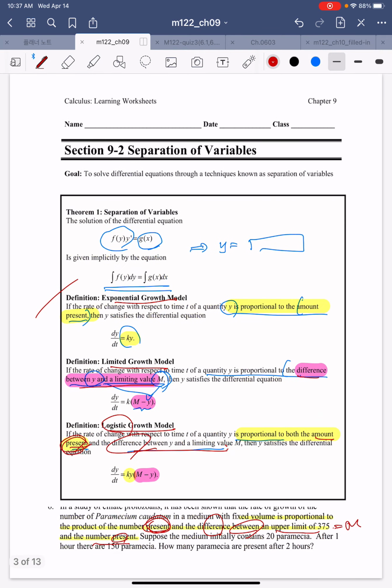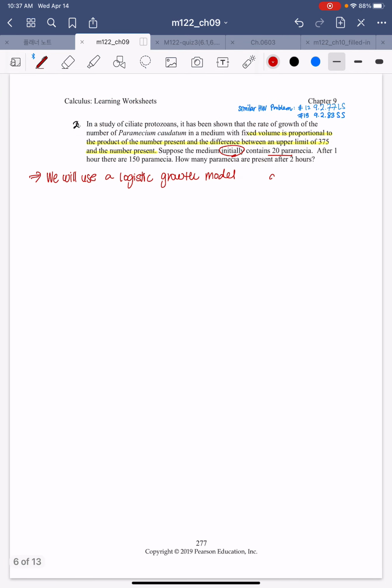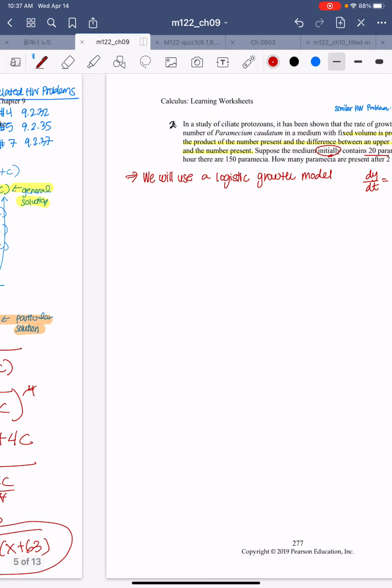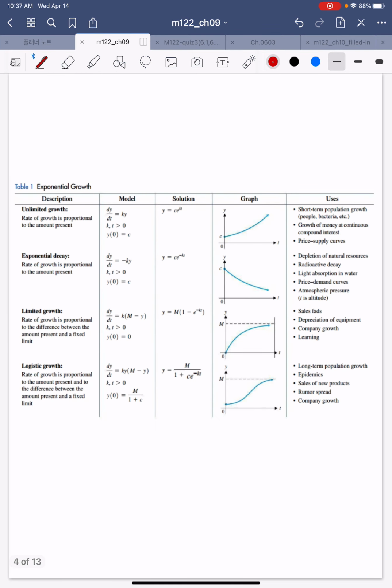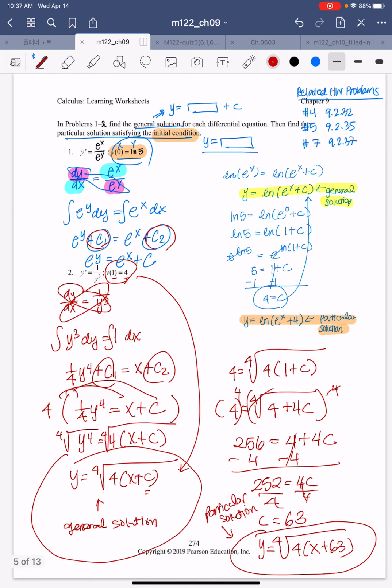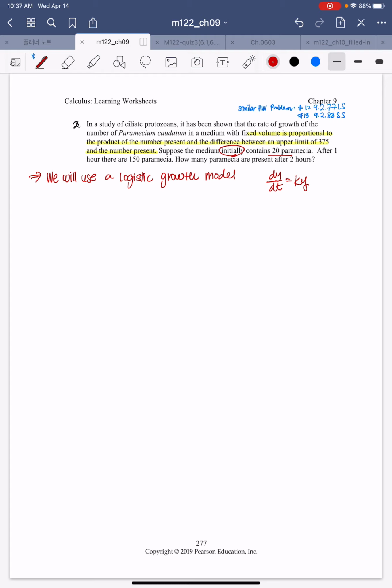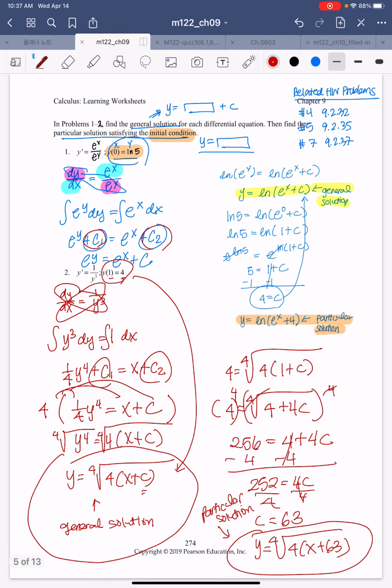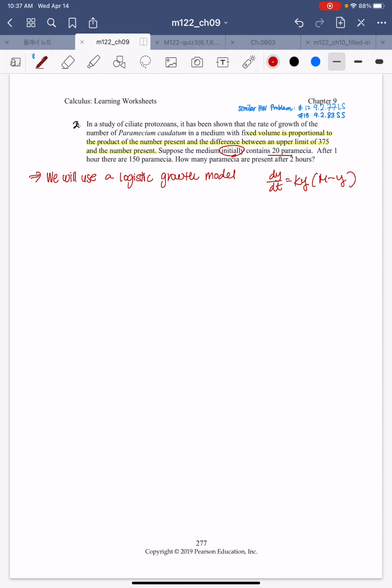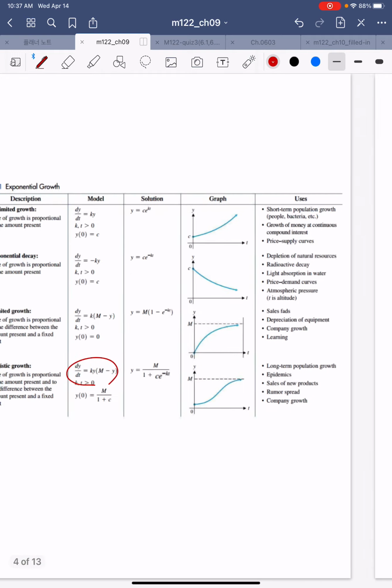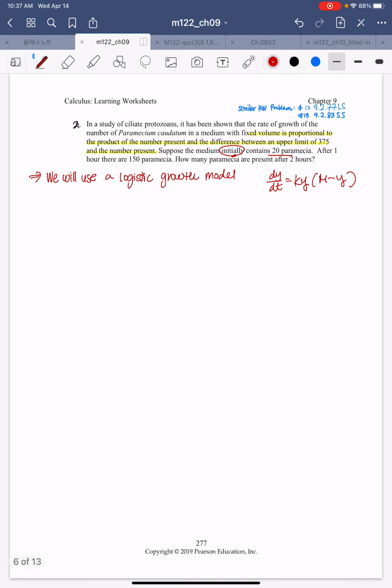So let's copy down our function: dy/dt is equal to ky(M minus y), and then you have y sub 0 equal to 20, because that's initially, right at the beginning. After 1 hour, you have 150.